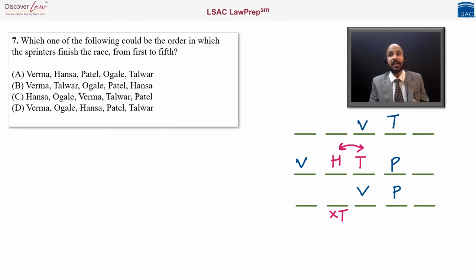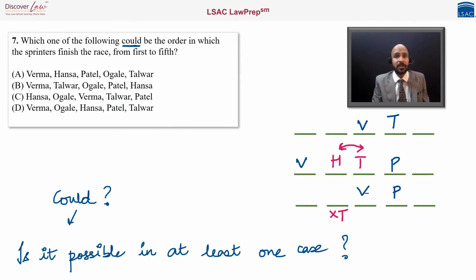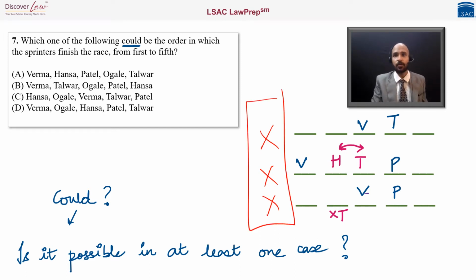Before we proceed, I'd like to emphasize once again that when we are asking if something could be true, the question basically is, is it possible for this to be true in at least one case? If the answer is yes, then yes, it could be true. But let's say it turns out that it is not true in any of the cases, which means it is false in all 3, then you cannot say that it could be true.